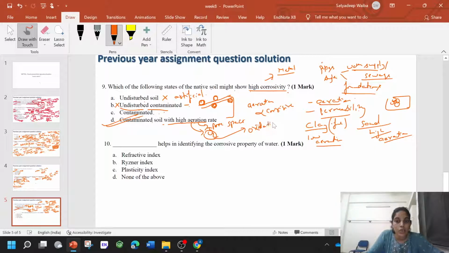And even though in the previous slide I said that with the help of oxidation you can decontaminate a soil, if there is an excessive amount of oxidation or aeration, these contaminants or salts undergo different reactions and hence increase the corrosivity. So contaminated soil with high aeration has the highest corrosivity.